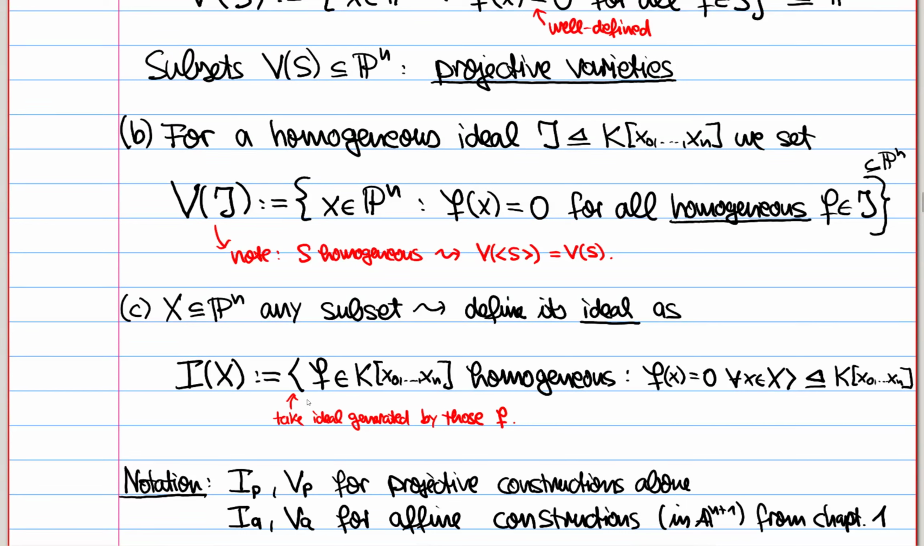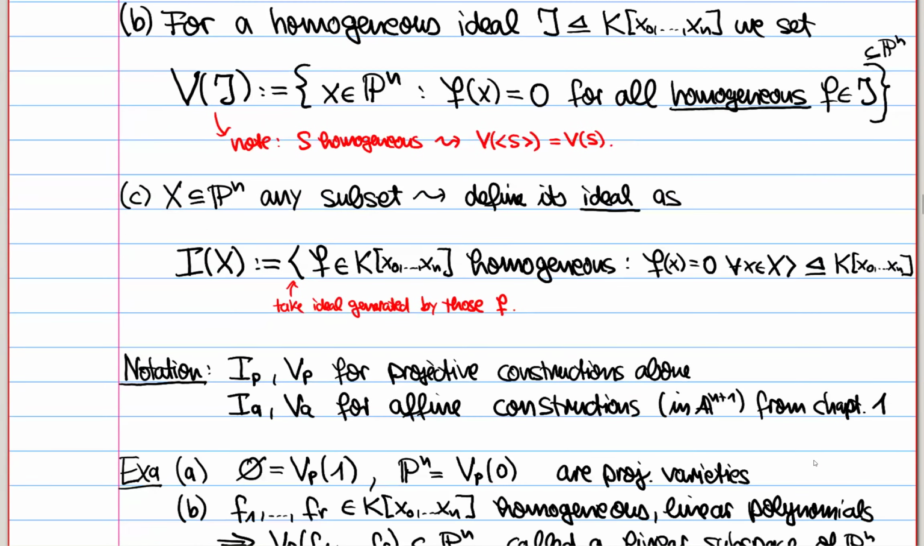And again, here it's important to take the ideal generated by this. For affine varieties, we didn't have to do this because the problem is otherwise you wouldn't necessarily get an ideal because, for example, the sum of two homogeneous polynomials vanishing on X doesn't have to be homogeneous, particularly if they have different degrees. And so this set otherwise wouldn't be closed under addition. And so once you take the generators here, you of course get a homogeneous ideal inside this polynomial ring.